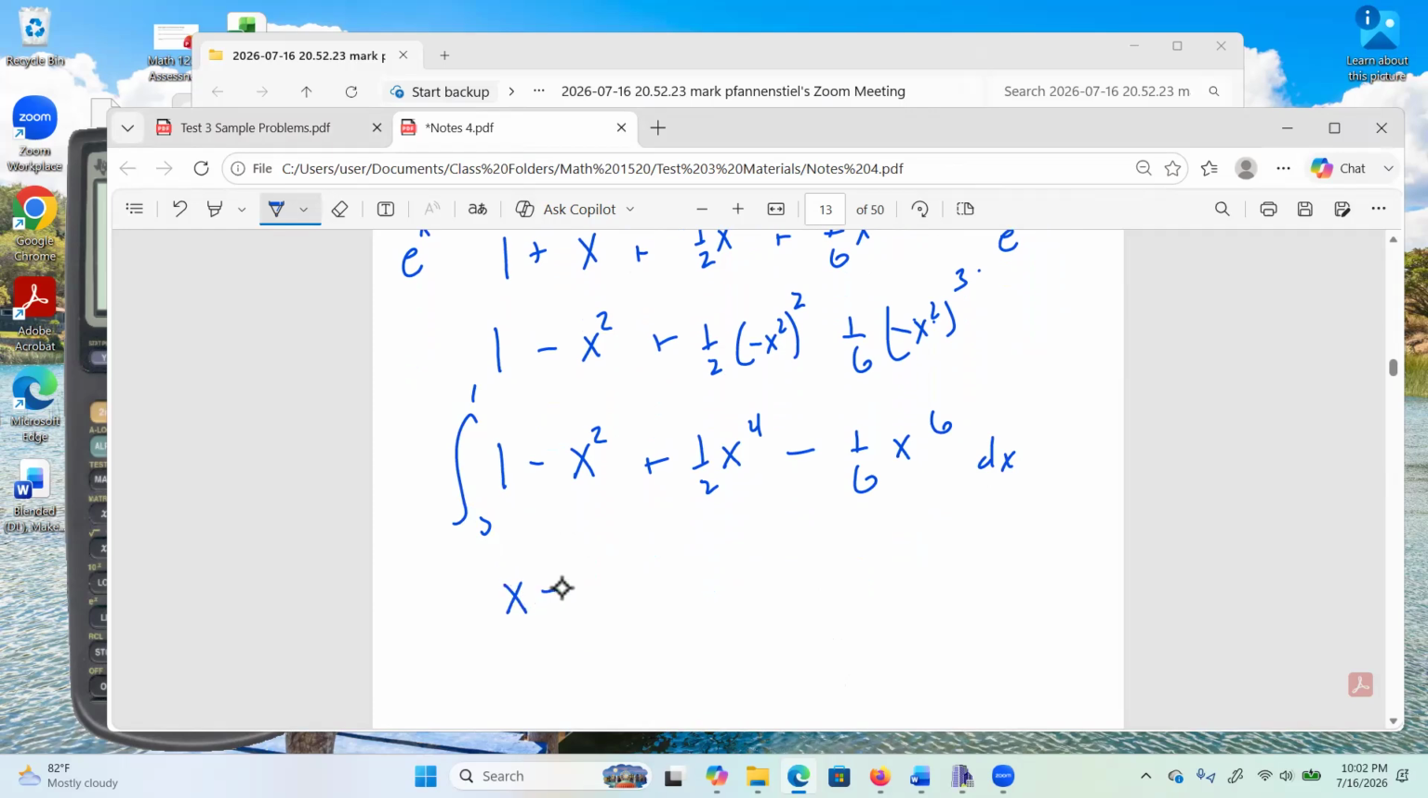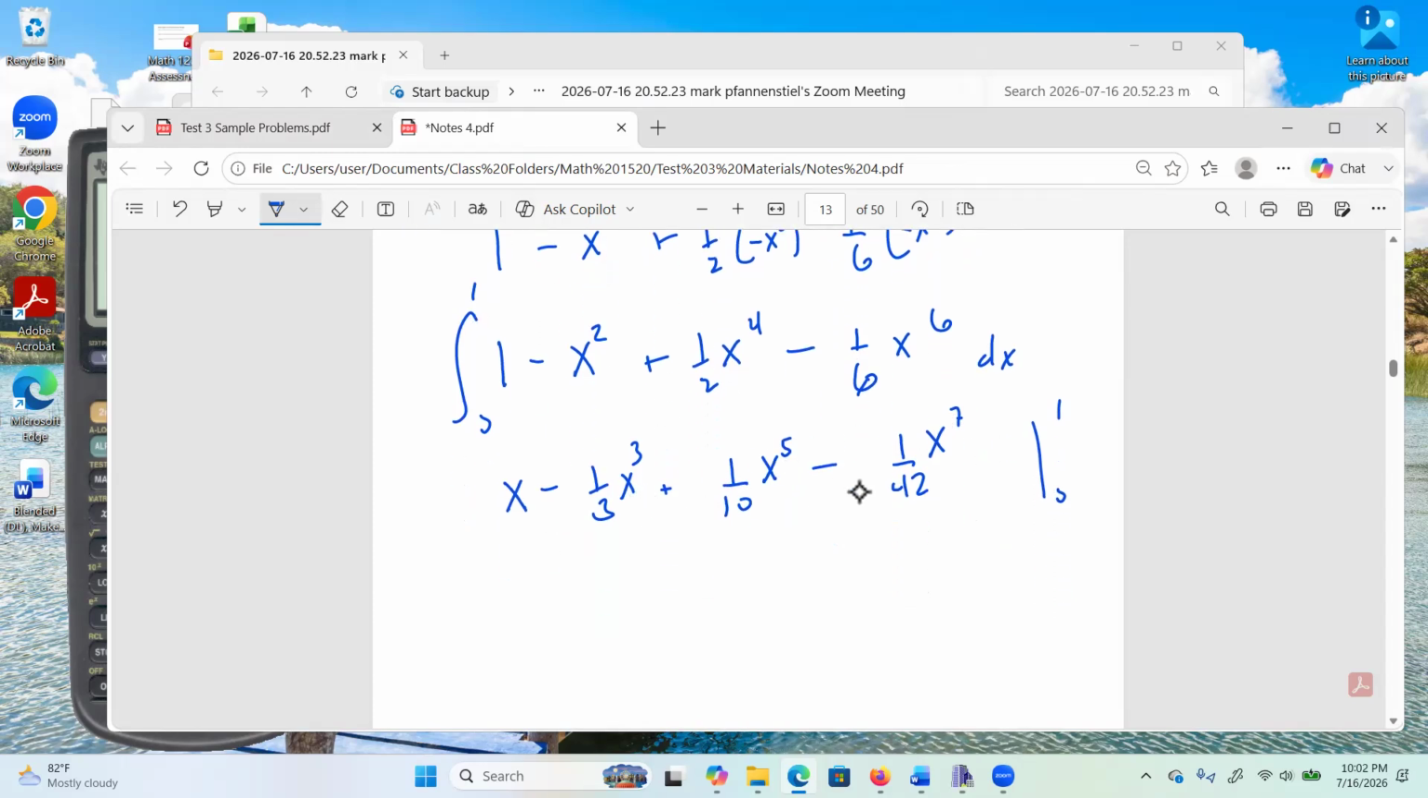So we're going to get x minus 1/3 x cubed plus, this is going to go up to x to the fifth, so we have 1 over 10. And then finally we have x to the seventh, and this is 6 times 7, so that's going to be 42, so 1 over 42. And of course, we're going from 0 to 1. So if I plug in my 1 here, this is first four terms, 1, 2, 3, 4. So we have 1 minus 1/3 plus 1/10 minus 1 over 42, minus 0.